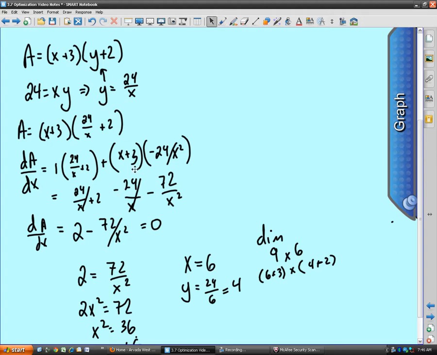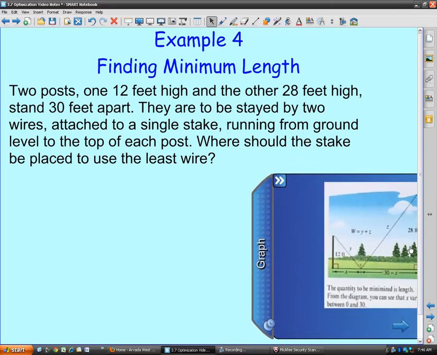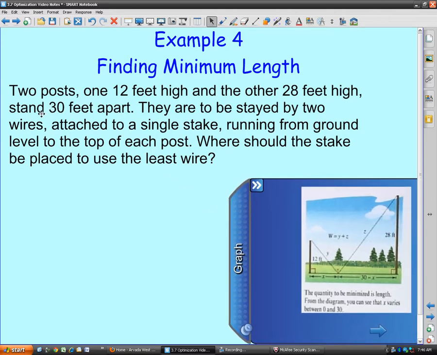So then we're going to find a minimum length, and just so you know, not all of these are minimums, but we're going to go through and say, okay, we need to find the minimum length of wire. We have 2 posts, 12 feet high and the other one 28 feet high, and so I'm going to pull out a picture here so you can look at it. They stand 30 feet apart. They are stayed by 2 wires, the y and the z wire, attached to a single stake.